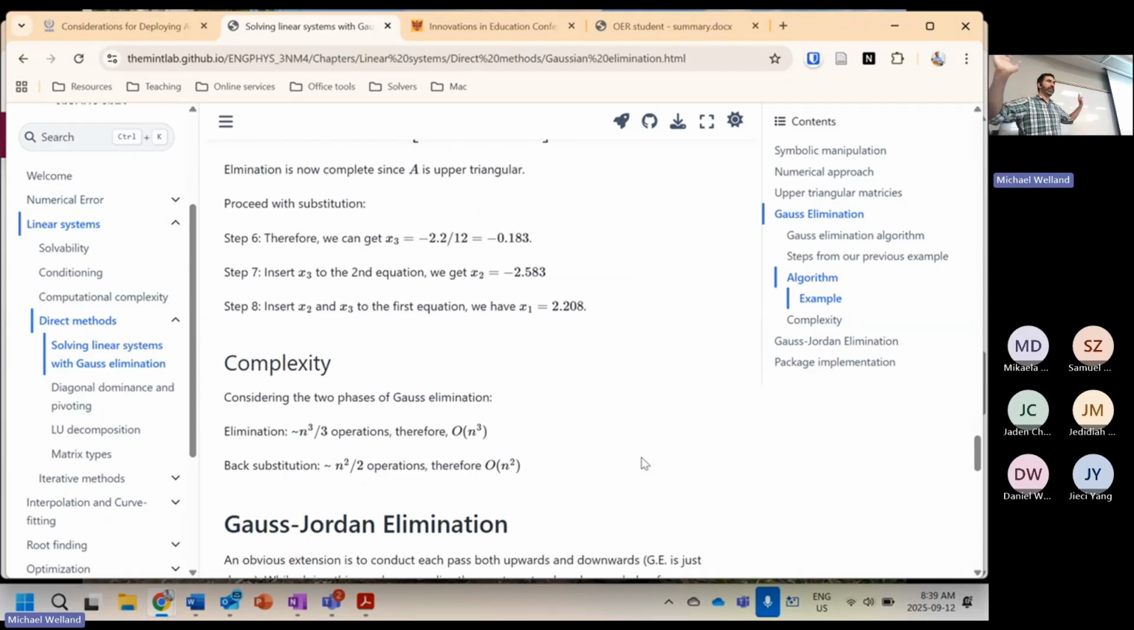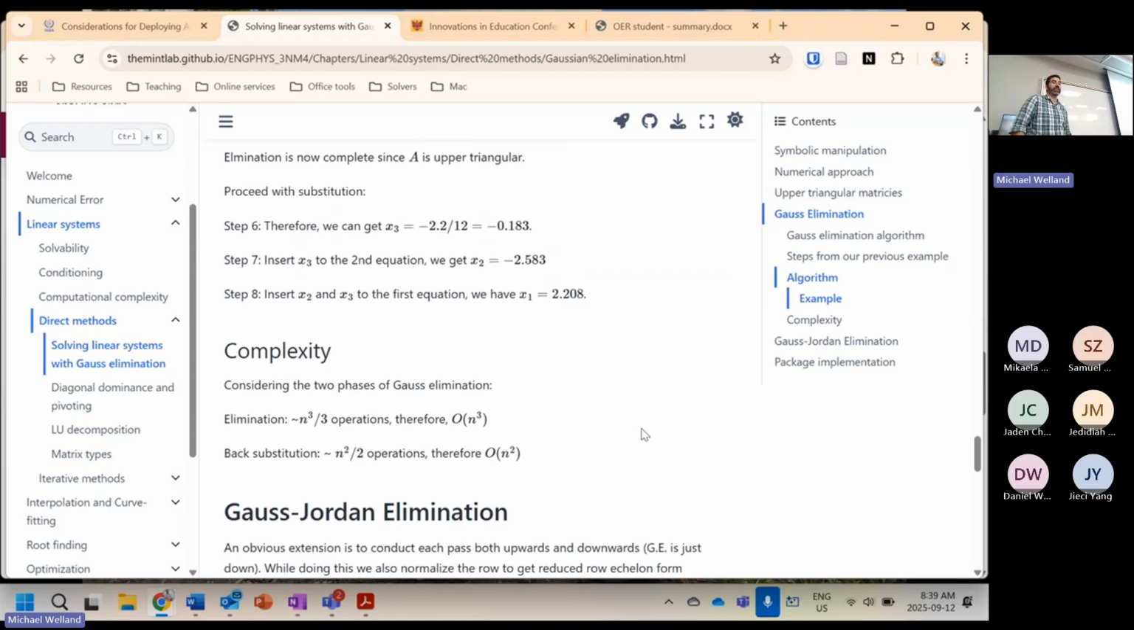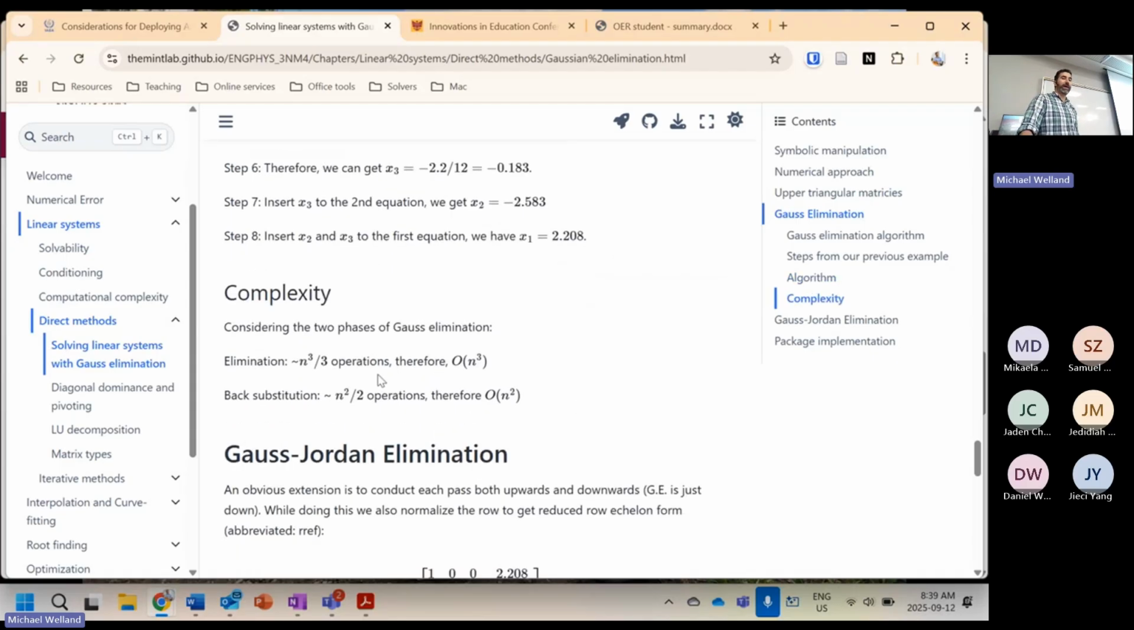Does that make sense, roughly? Everybody got the idea? Good. The complexity turns out to be in the elimination phase, where we create the upper triangular matrix, and it is around n cubed over 3. Usually, if you're doing big O notation, you don't worry about the constant. Here we are going to, because it is kind of interesting. Therefore, the order of the algorithm is O(n^3), and the back substitution is O(n^2).